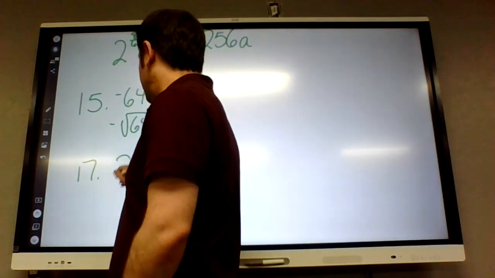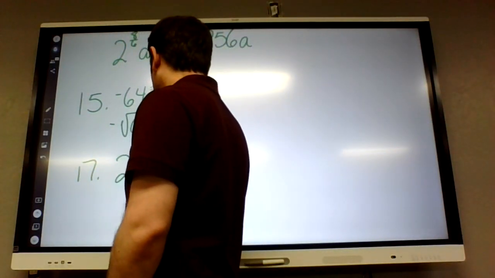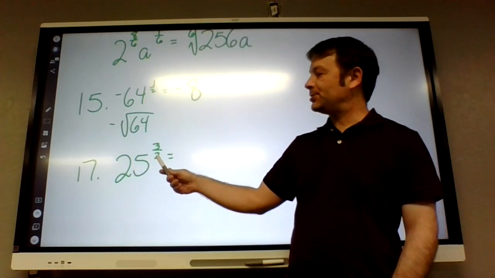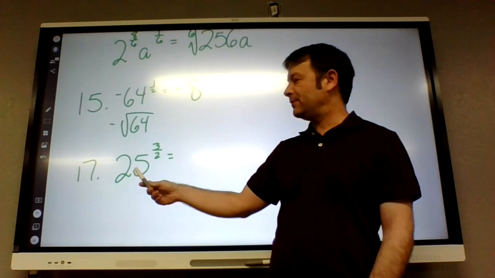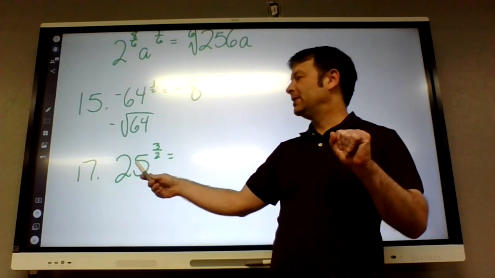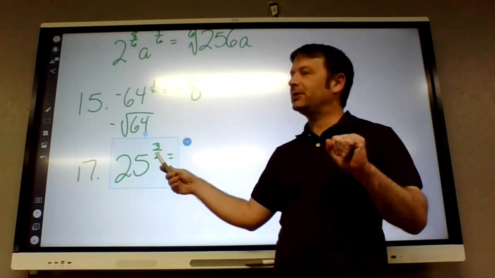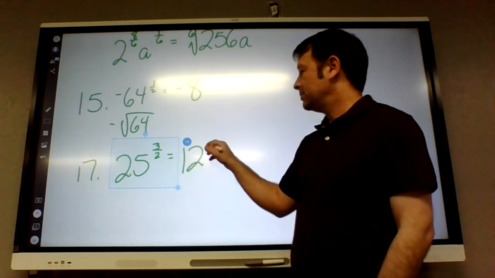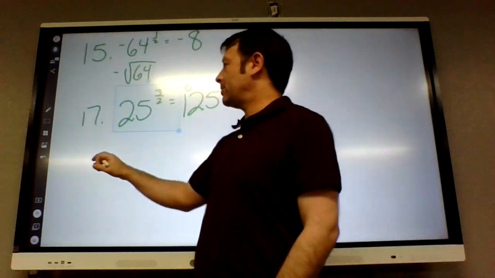17, 25 to the 3 halves. Okay, so that 2 on the bottom actually means square root. What's the square root of 25? 5. And then you cube that. What's 5 to the third? 125. So I don't really care if you use your calculator or not.